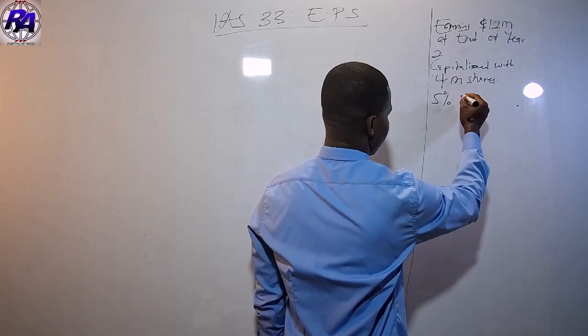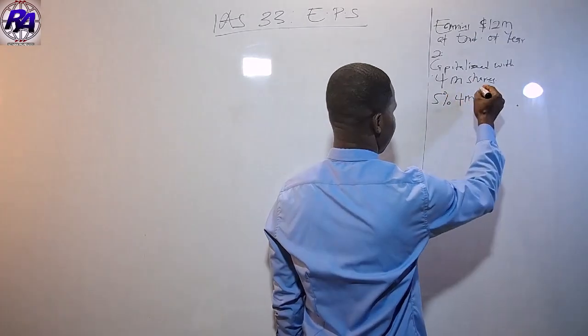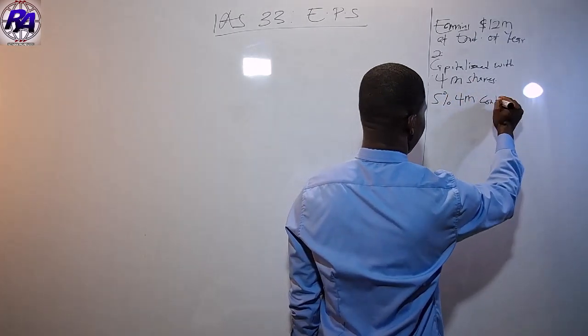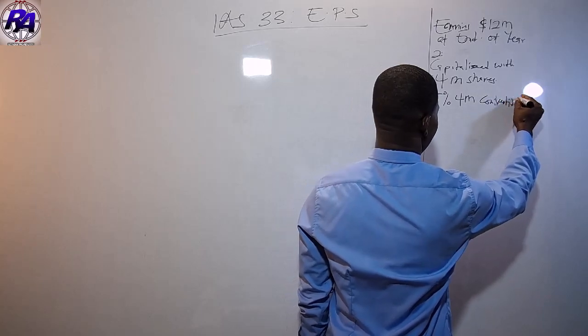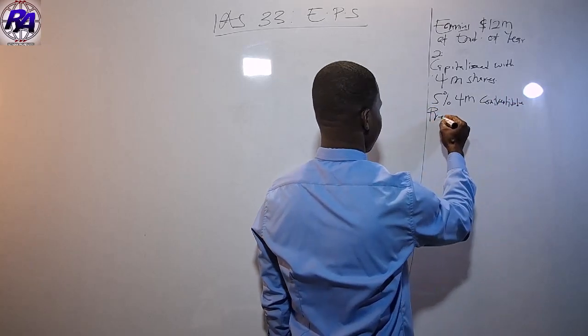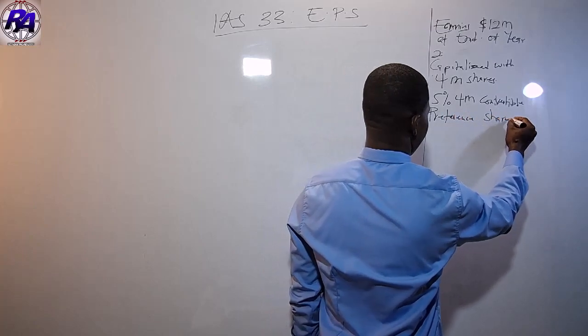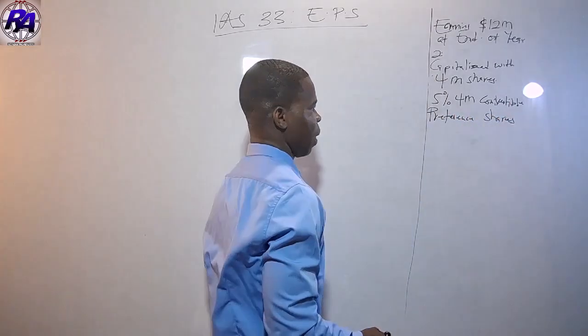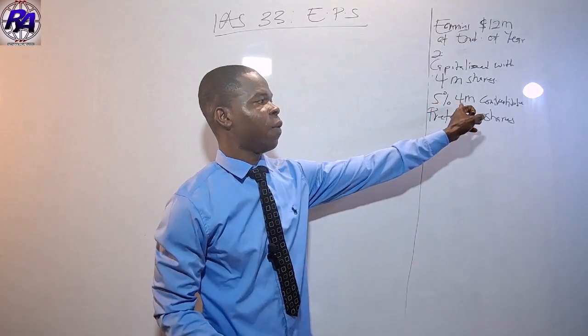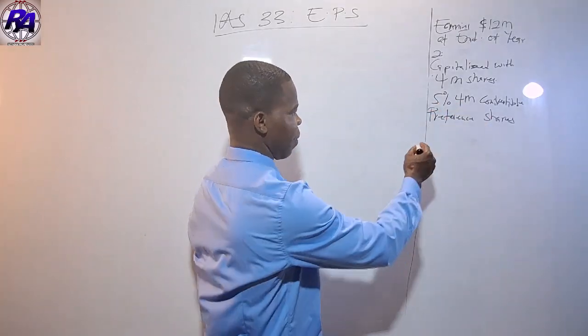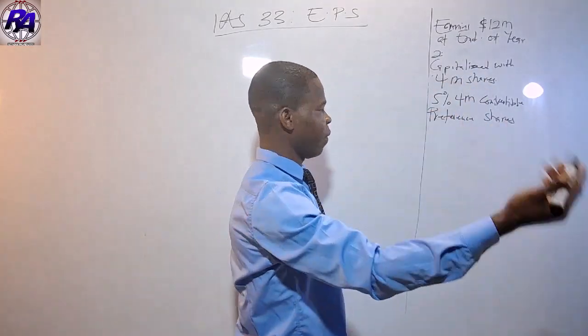Now the entity is having 5% 4 million convertible preference shares. Now this convertible 5% 4 million preference shares can be converted into several options.